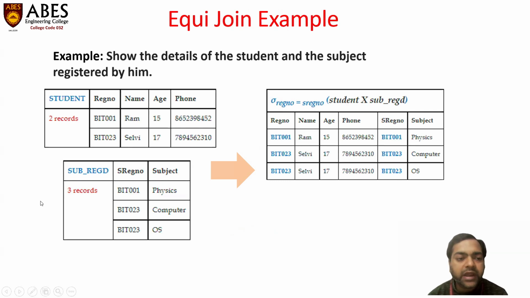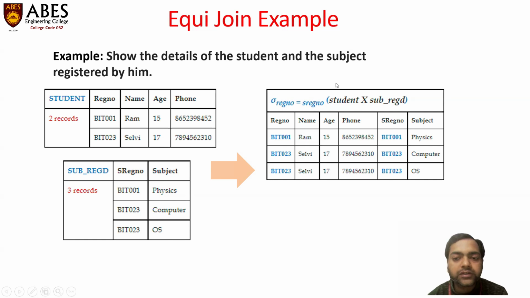Here we have two tables named student and subject registration. We have different columns named registration number, name, age, and phone number, and here we have the subject registration and subject. Now, show the details of a student and the subject registered by him. So we need to identify the student name and the subject registered by him.